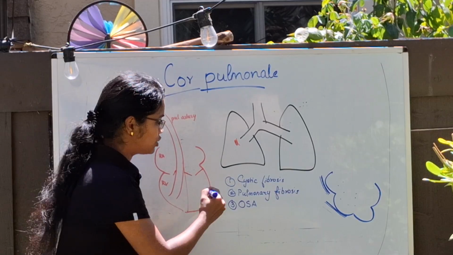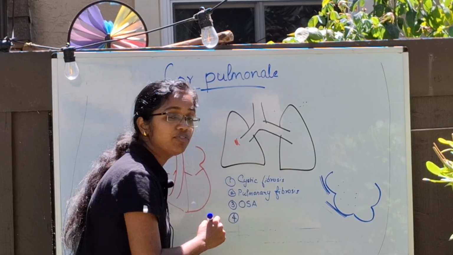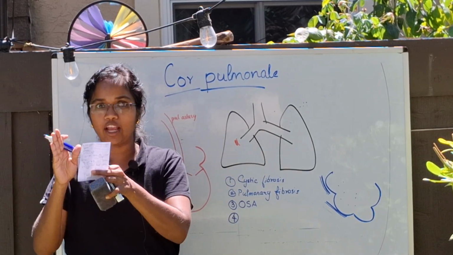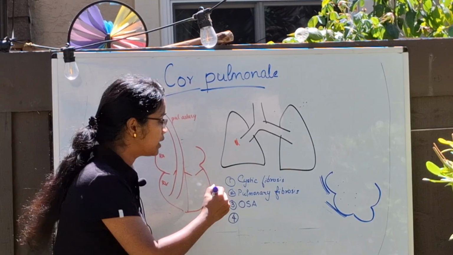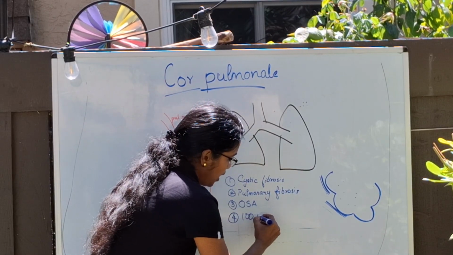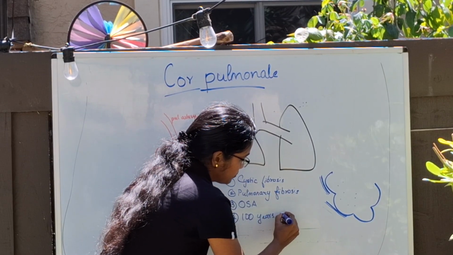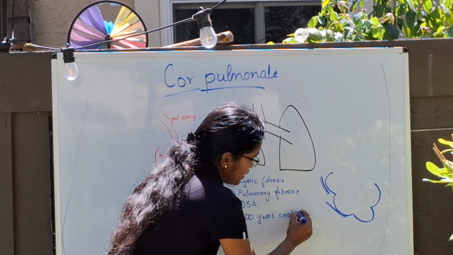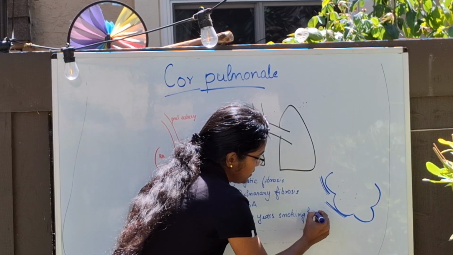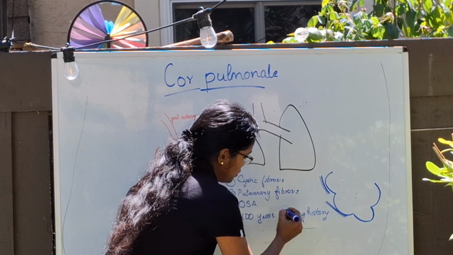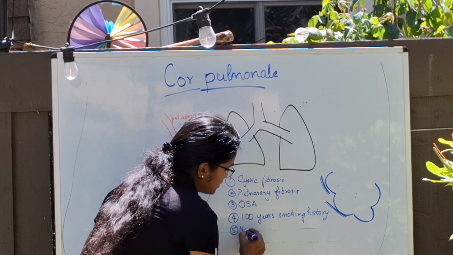So this is the other condition. And if they want you to think in this angle, like Cor Pulmonale, sometimes they might even give you that the patient has 100 years of smoking history. So this can even result in Cor Pulmonale. So in neonates, how does this present?